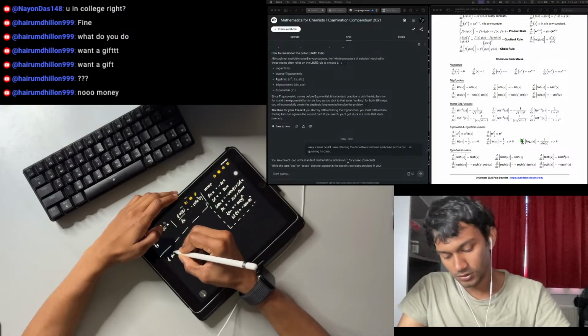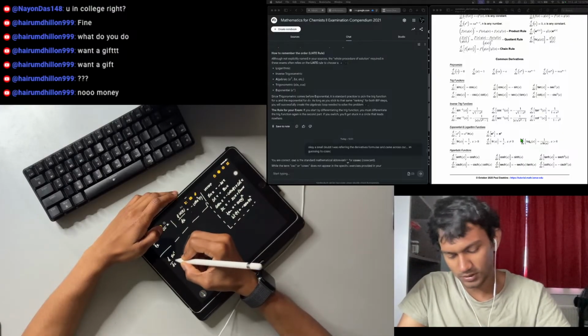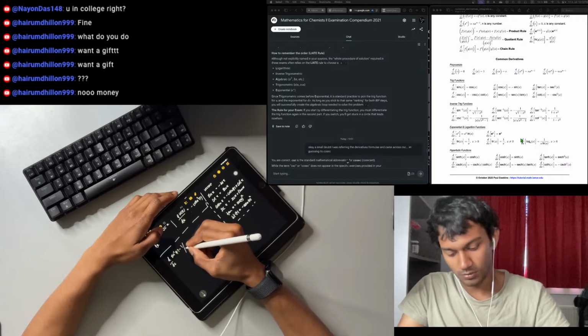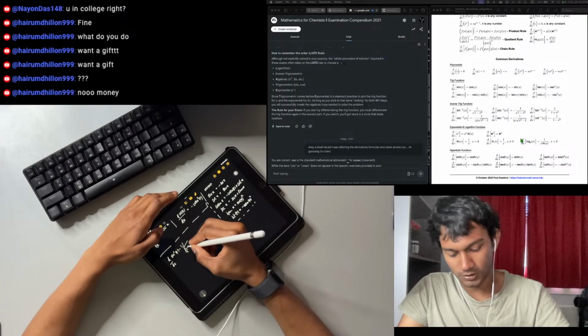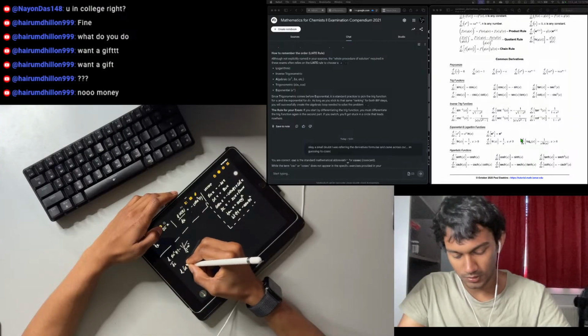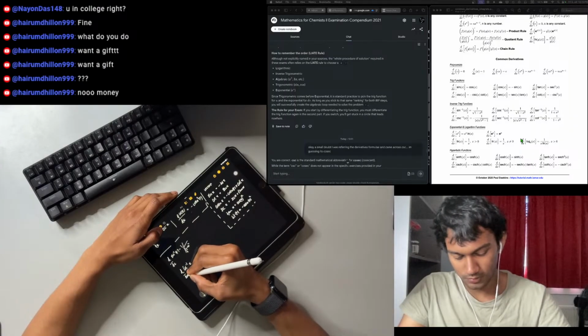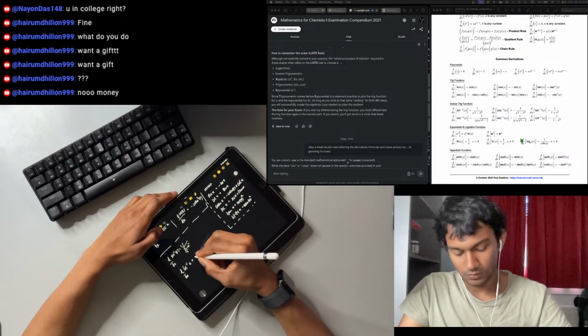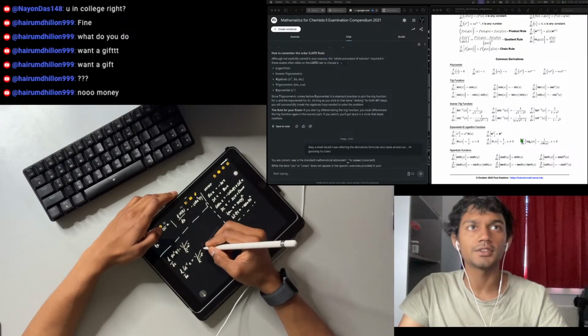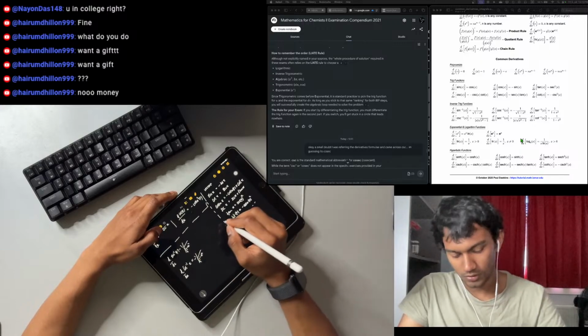Sine inverse. Should I learn this? I should. Sine inverse of x equals 1 by root of 1 minus x squared. Cos inverse x equals 1 by root of 1 minus x square. That's the same thing. Oh, it's minus, okay.